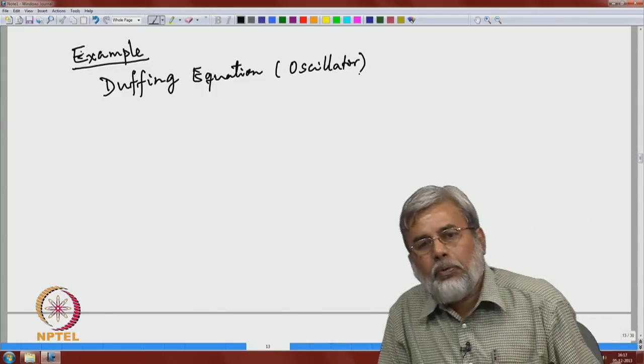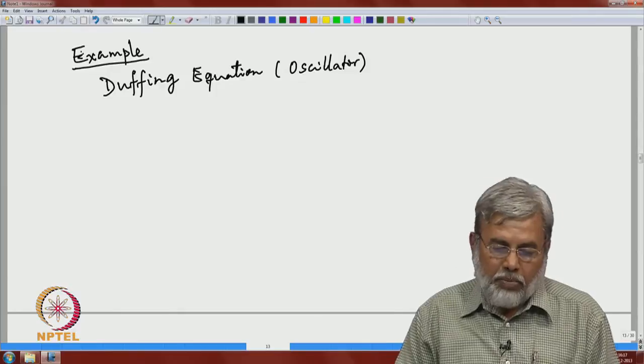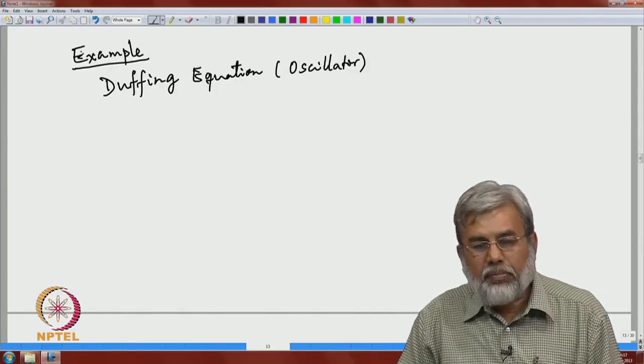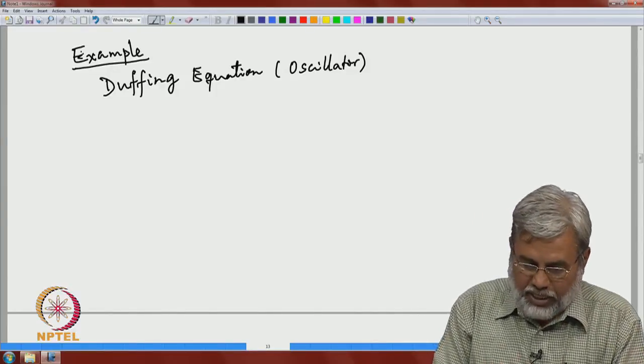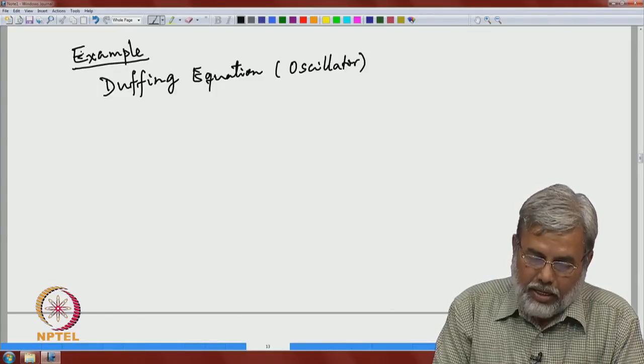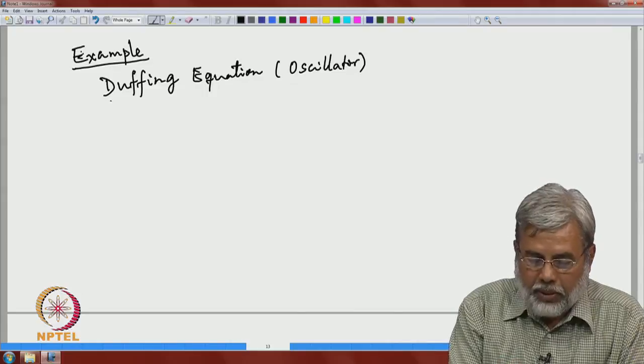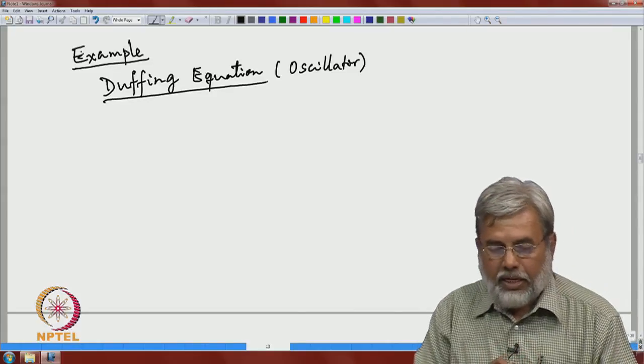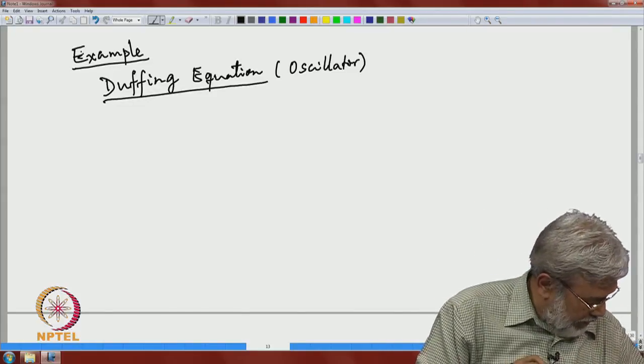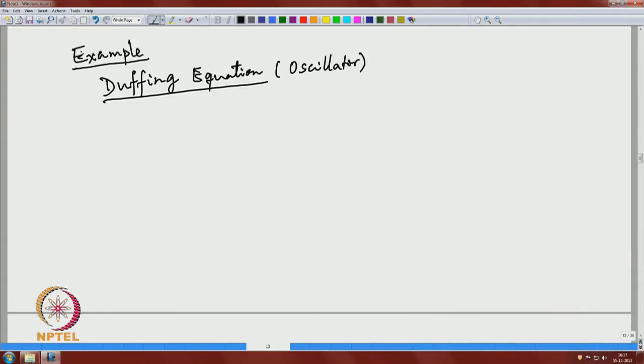So, it is similar to the mass spring dashpot system. The only thing is here the forcing is non-linear, it is cubic in particular. So, let me just write that. Okay. So, it is a second order equation.